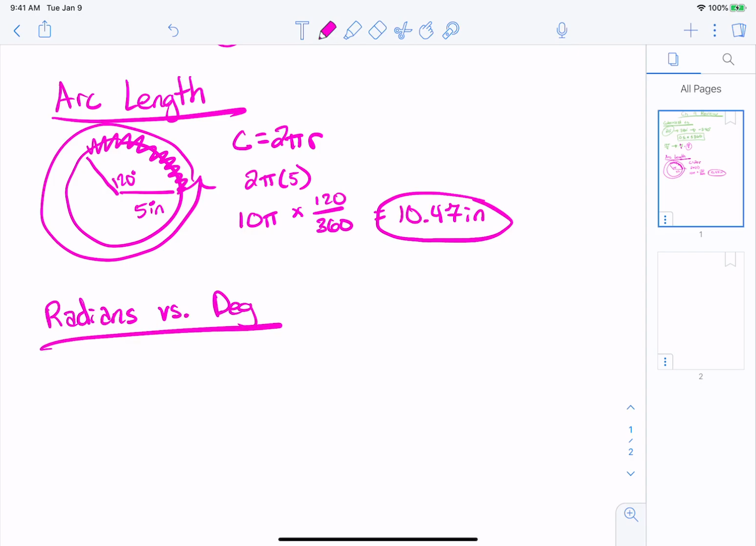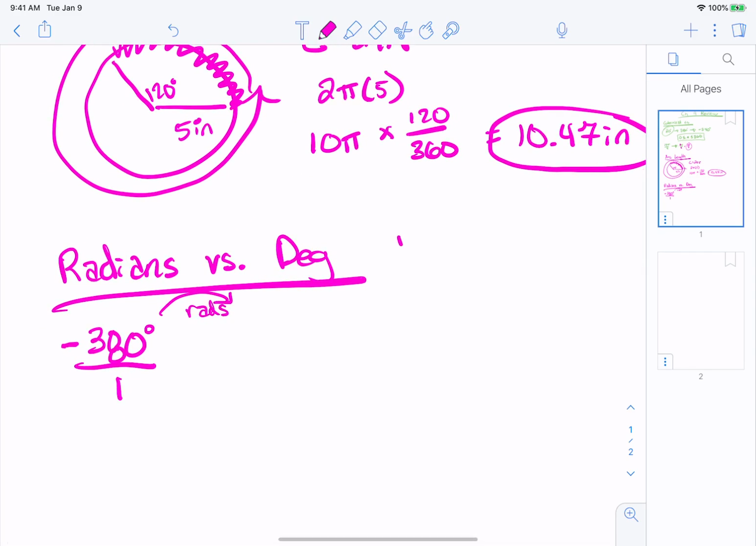Okay, so let's say I have a nicer degree. We'll do a negative, so that you know what to do when you're doing a negative. Negative 380 degrees. Okay, I want to convert that to radians. So we're going to put it over 1, right? And to do this, you do either pi over 180 or 180 over pi.